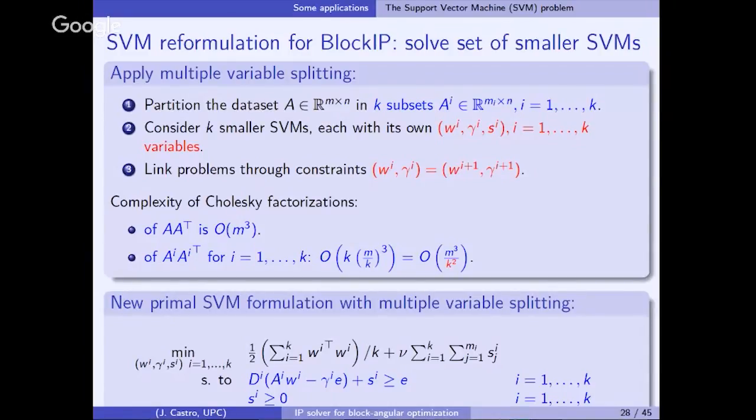Well, which is the downside? The downside is that now you have linking constraints. So you need a good method to deal with the linking constraints. But that's exactly what our solver knows how to do. Okay? So that's the idea.